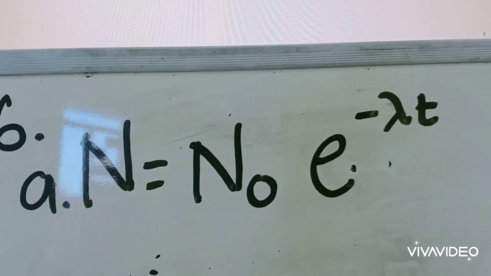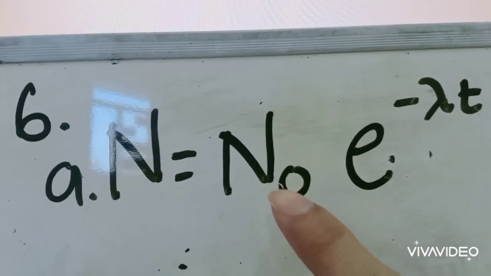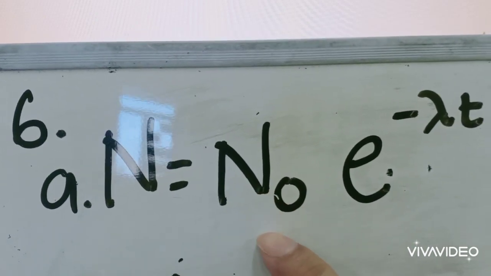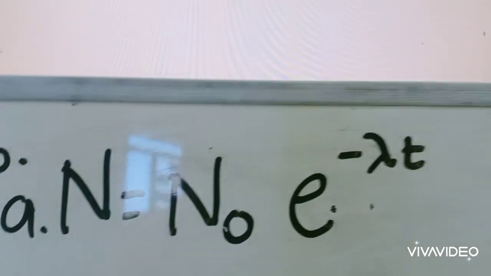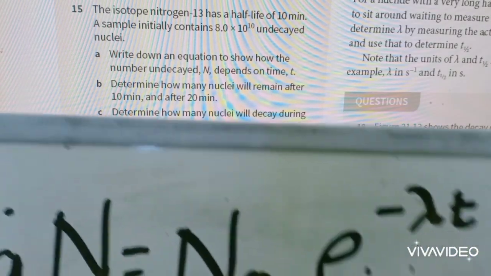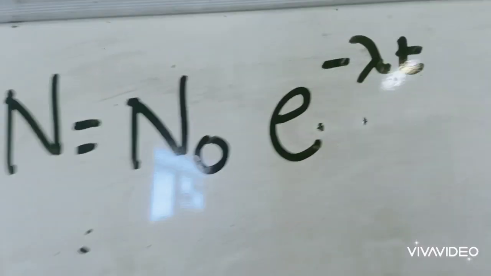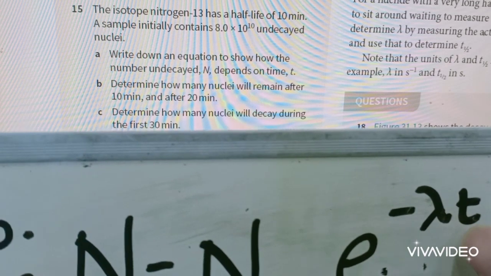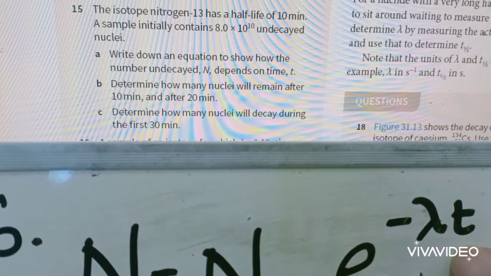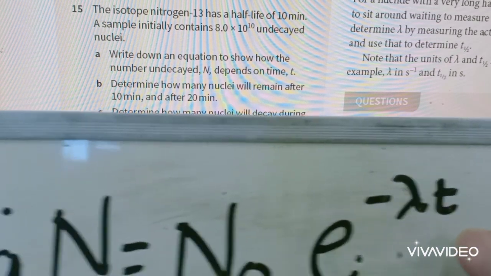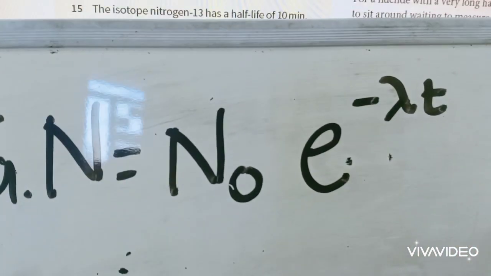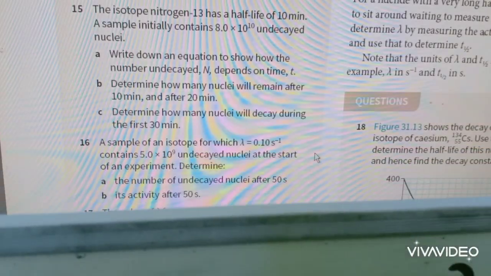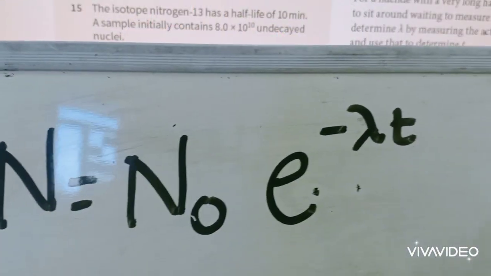Remember that N0 is the original number of undecayed nuclei. And then lambda here is the decay constant and t is the time taken. Because the lambda and t are already in seconds, you don't have to change anything. Put this into your calculator, and then you will get the number of undecayed nuclei after 50 seconds.